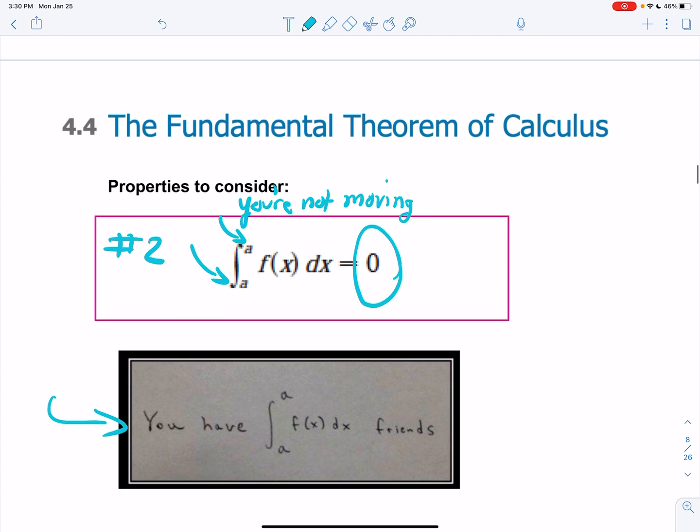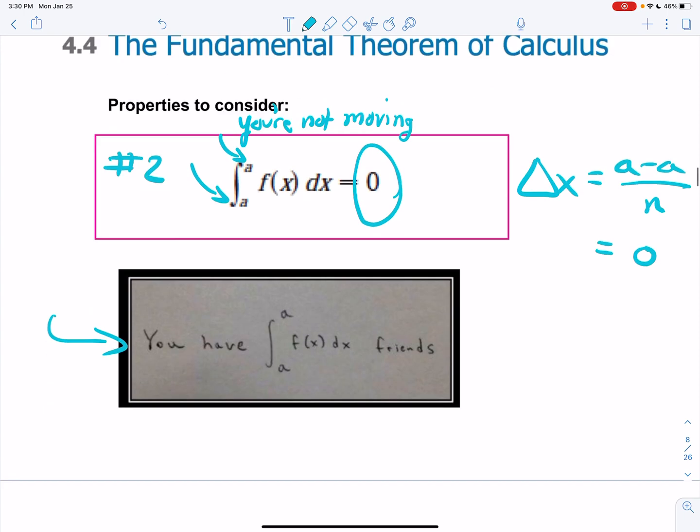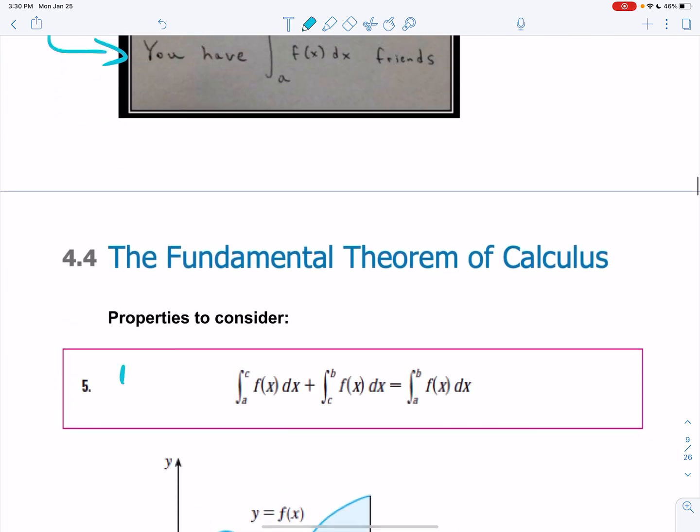And also, another way to think about it, with your delta x, if you do b minus a divided by however many subintervals, this width is 0. And it makes sense that your area is going to come out to 0 if your width is 0, okay? Anyways, here's the third one.